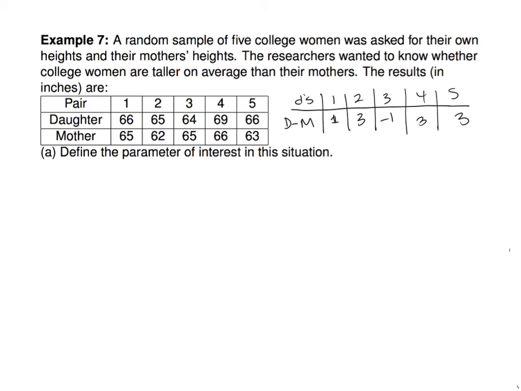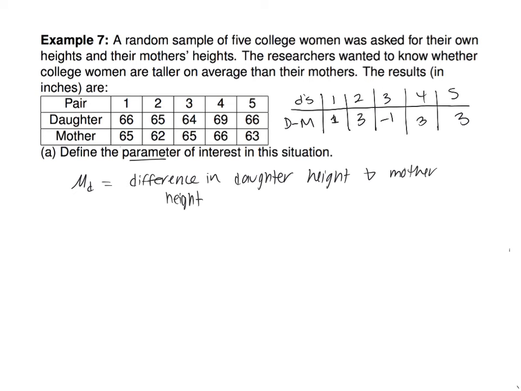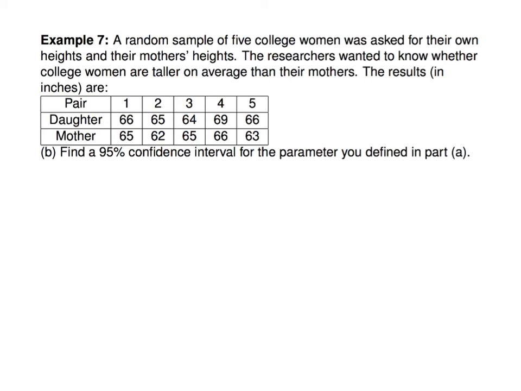So the parameter of interest that we care about here is mu sub d, which is the difference in daughter height and mother height. One thing to note is that since it's a parameter, this is the population value, and the population value is not the d bar, it's the mu thing.